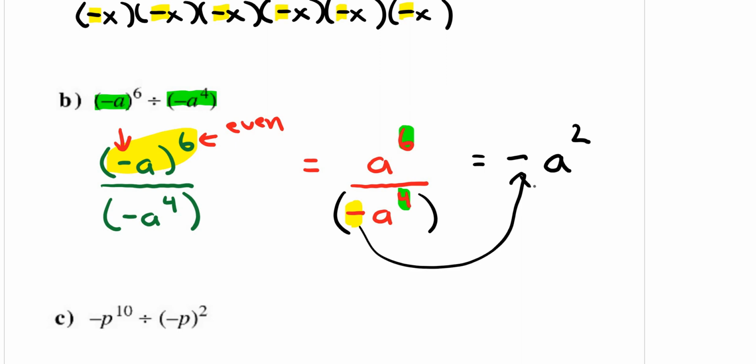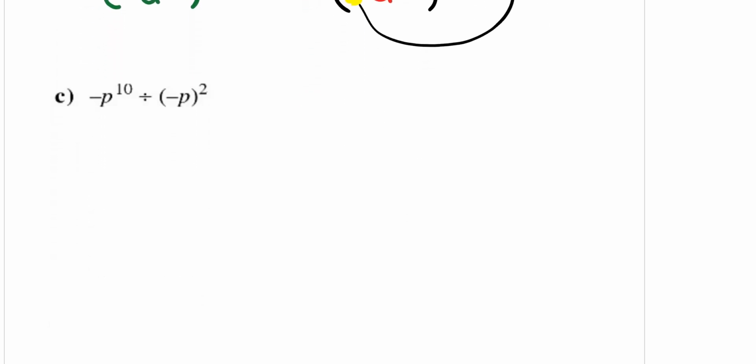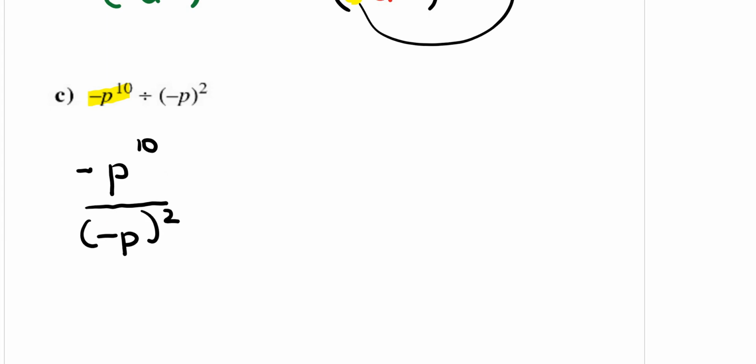Alright, so the final answer is -a squared there. So I think questions 9a and 9b are very good. And I would say 9c is another good question there. So I have negative p to the power 10 divided by bracket -p all to the power 2. Alright, so we have a negative sign inside the bracket, but we have an even power here, right?